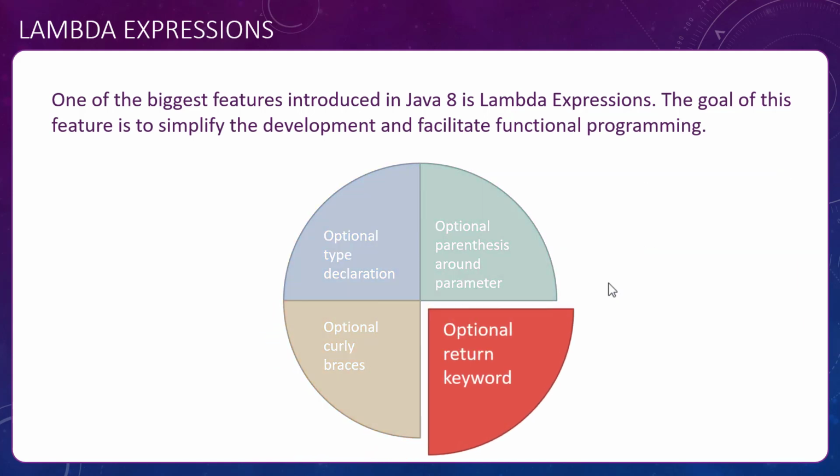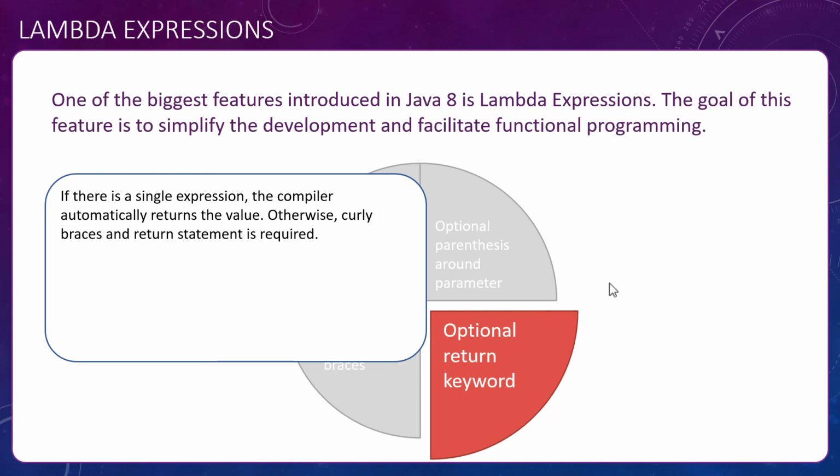And then optional return keyword. If there is a single expression, the compiler automatically returns the value, so there is no need to type return. Otherwise, curly braces and return statement is required. So you can see here, HelloService name, and you have to return the uppercase equivalent of the passed parameter. So you just have to type in name.toUpperCase(). Otherwise, you can also do this. Curly braces, return, name.toUpperCase(), semicolon, and close the curly braces and semicolon.